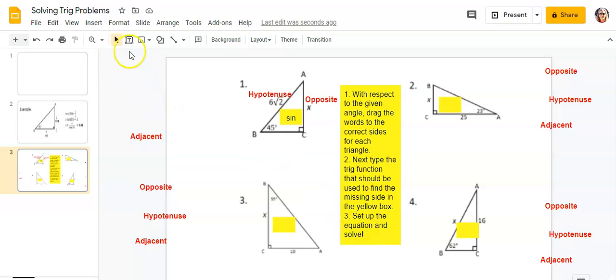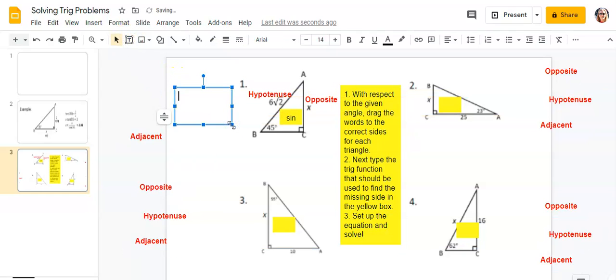and then you're going to set up your trig function. So you are going to grab a text box. You're always going to type your trig function first, in parentheses, put the degree, always, equals, and then we're going to do our ratio of opposite over hypotenuse. So I'm going to say x over 6.